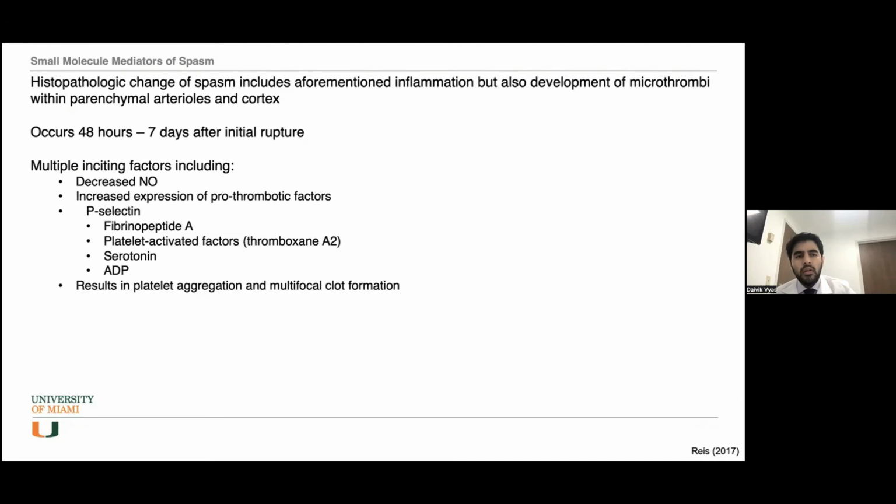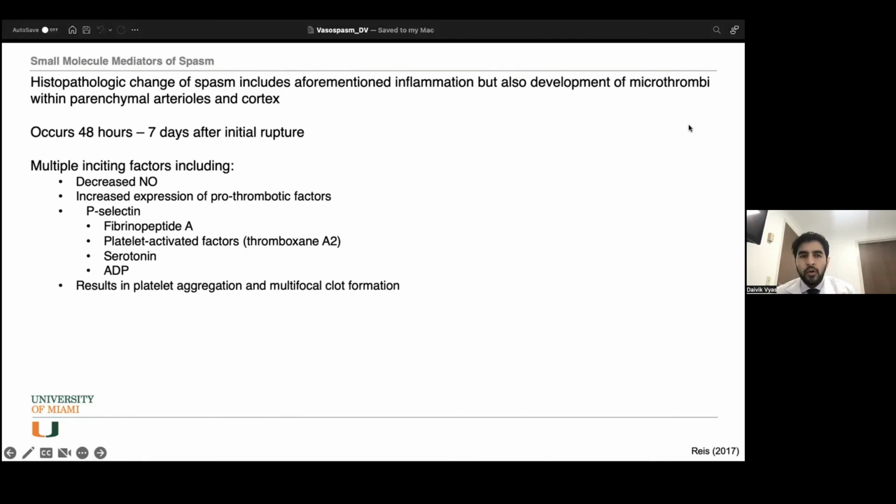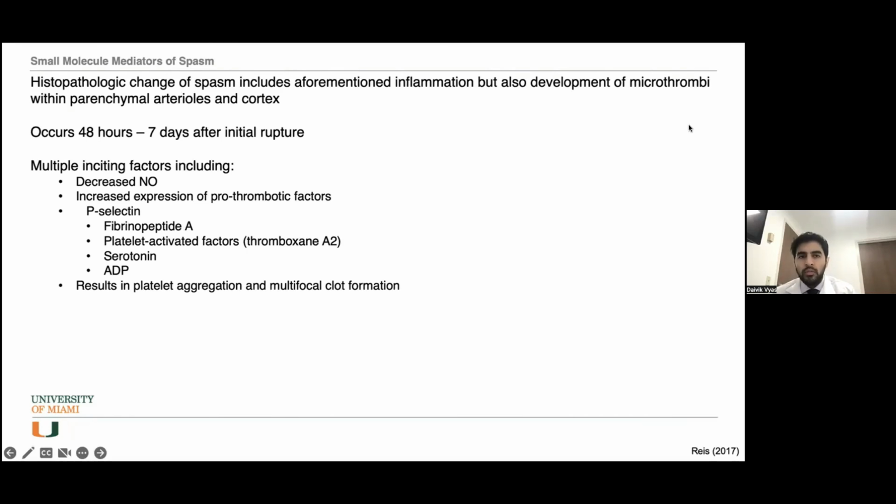So the other thing we want to look at is what other types of changes can occur from an inflammatory standpoint. And what we see is you can have microthromboembolisms, emboli forming within the blood vessel wall in the setting of this inflammation. And this usually can start within 2 days of aneurysmal subarachnoid hemorrhage and continue until a week after the initial rupture event.